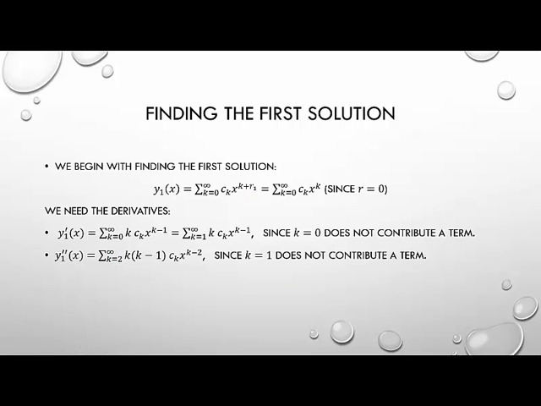So here's the beginning of finding our series. We're going to let y1 equal this series. Remember that r is equal to 0, so really we're just looking at this series, and it looks just like our series for ordinary points. We need to put this into the differential equation, so we need y prime and y double prime.